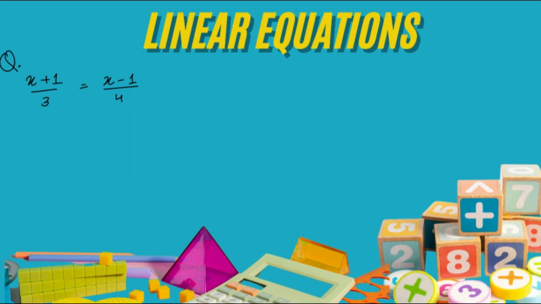Let's try a little more complex questions. So in this question we have 1 plus x upon 3 on the LHS, that is equal to x minus 1 upon 4 on the RHS. So this is a little bit complex, but it is very easy. We are just going to do the cross multiplication method.